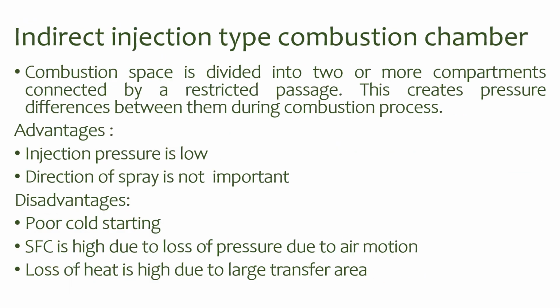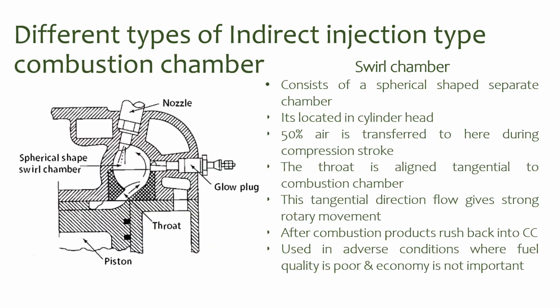Now we will see indirect injection type combustion chambers. The combustion space is divided into two or more compartments connected by a restricted passage. This creates pressure differences between them during the combustion process. The advantages are injection pressure is low, then direction of spray is not important. The disadvantages are poor cold starting, and SFC is high due to loss of pressure due to air motion. Loss of heat is high due to large transfer area.